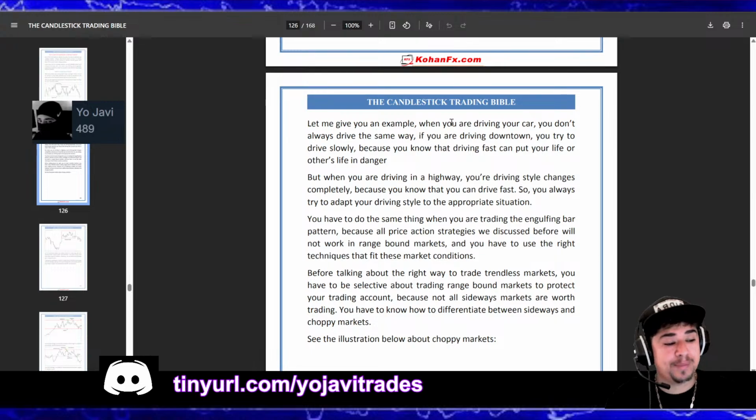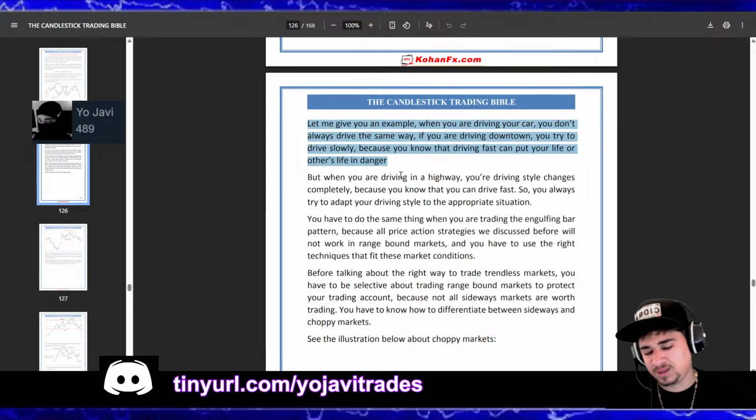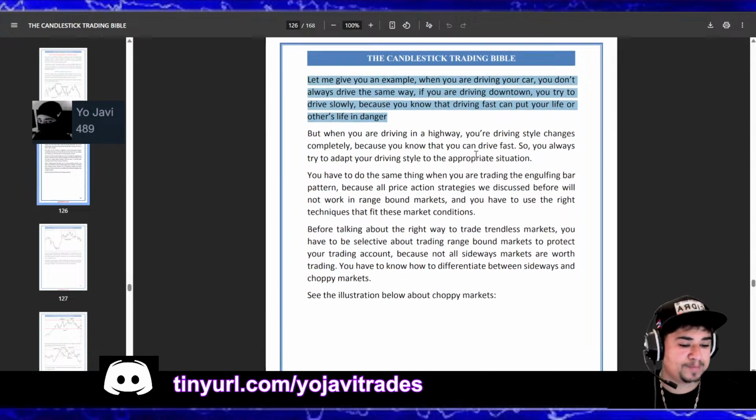Let me give you an example. When you are driving your car, you don't always drive the same way. If you are driving downtown, you try to drive slowly because you know that driving fast can put your life or others' life in danger. So this is just how you approach the market. Like, you don't always drive it the same way, right? So that's what this is saying. You don't always drive the same way. You don't always trade the same way.